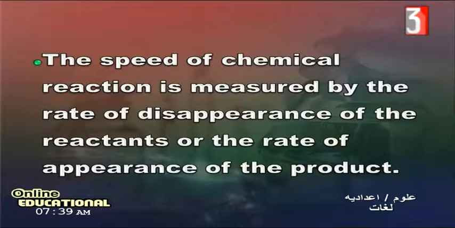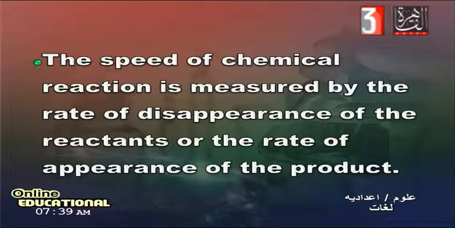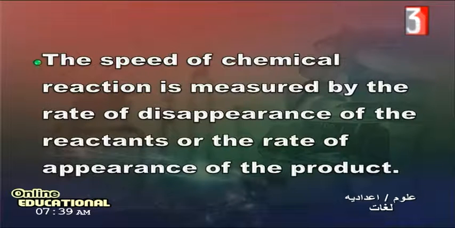How can we measure the speed of chemical reaction? Measuring the speed of chemical reaction. The speed of chemical reaction is measured by the rate of disappearance of the reactant or the rate of appearance of product. Again, we can measure it as the rate of disappearance of the reactant or the rate of appearance of the product.